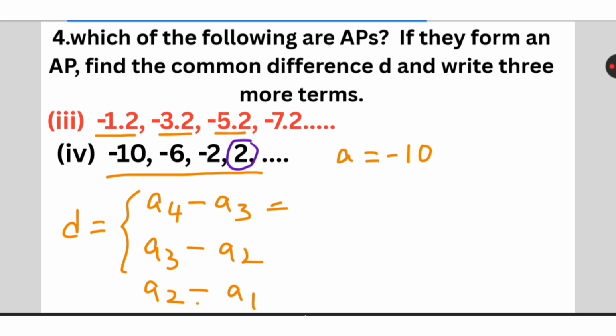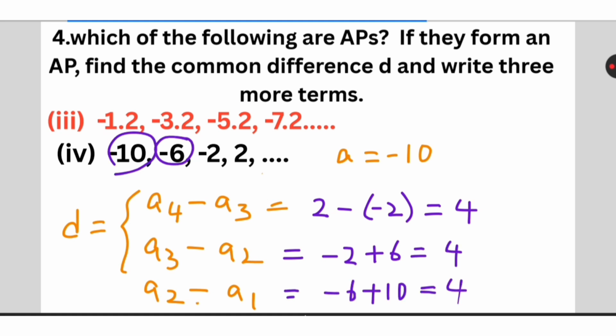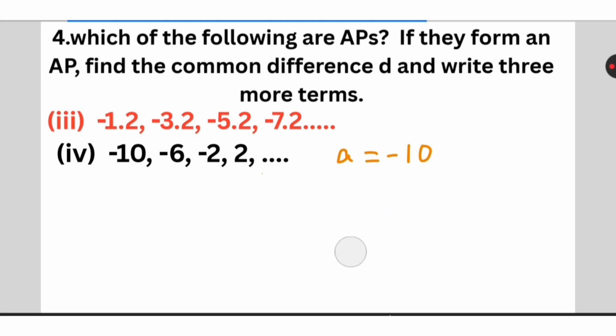So this is the fourth term, 2 minus of minus 2, which is 2 plus 2, which is 4. Here the third term is minus 2 minus the second term is minus 6. So here minus 2 plus 6, which gives plus 4. So in each and every case the common difference is 4 only, which is same. So that means this sequence forms an arithmetic progression. A value is minus 10, the common difference is 4.